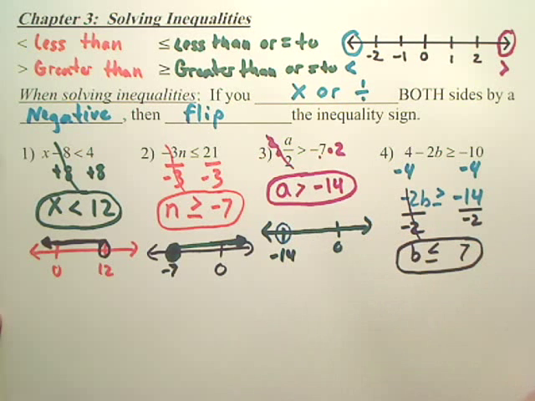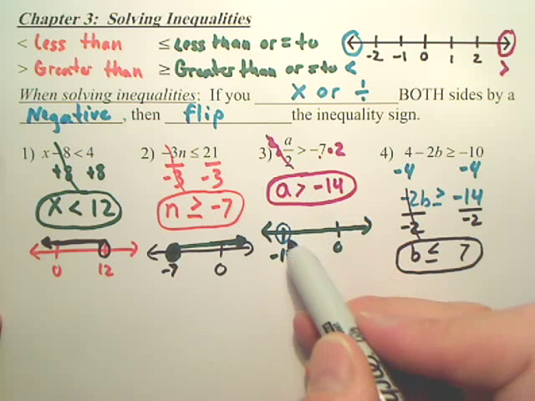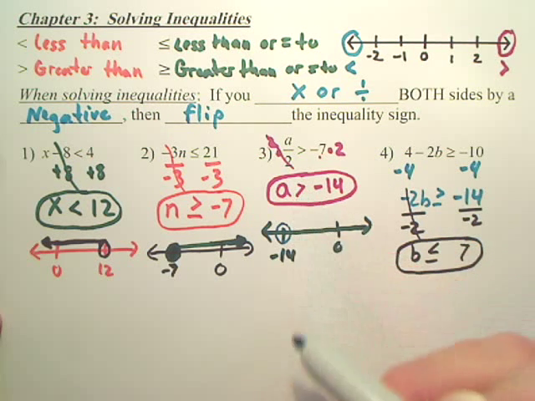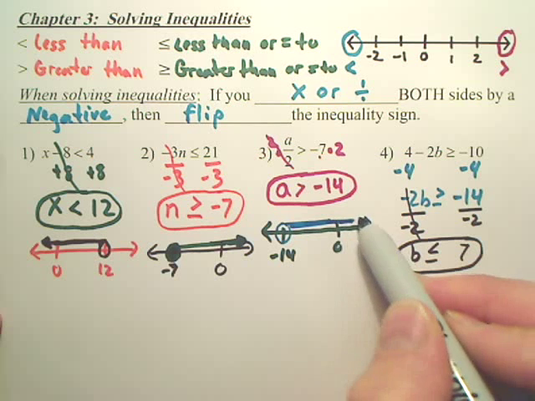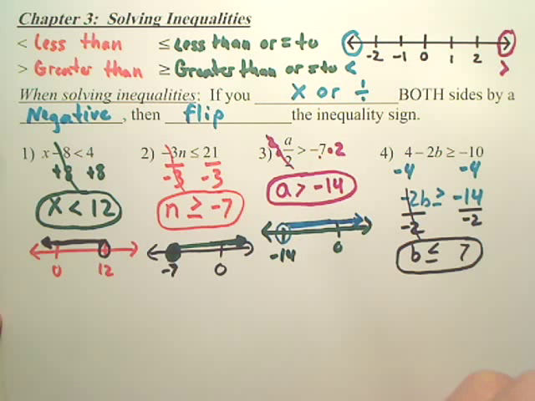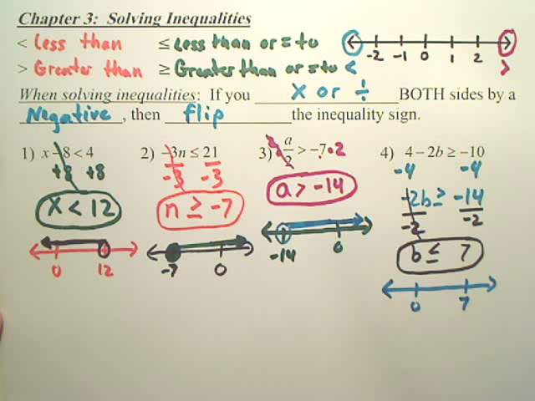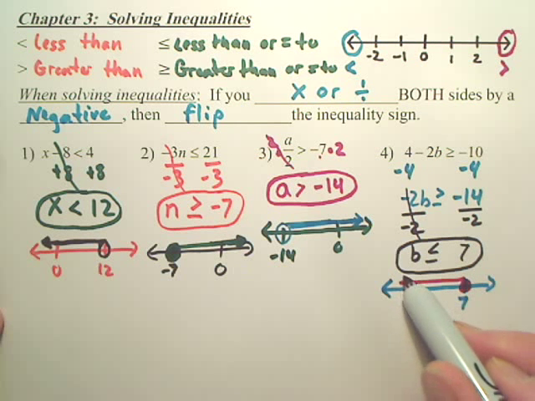Open or closed circle for number 3? Open. It's just greater than, so it's an open circle. And which way does the arrow point? Right. To the right. And doesn't that mean greater? Isn't this side greater? Follow the arrow, pointing greater. And the last one. It's a closed circle because it's or equal to, and it says less than or equal to. Which side's less than or equal to? The left side. Follow the arrow. Aren't all these values on this side of that dot less than or equal to 7? Okay.